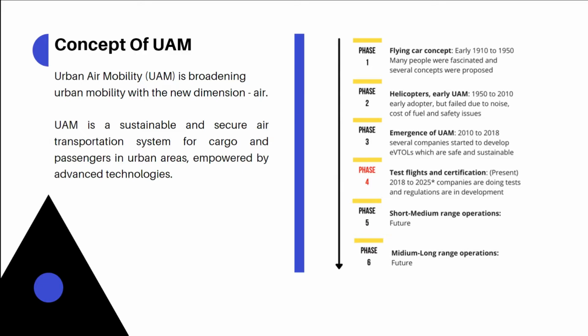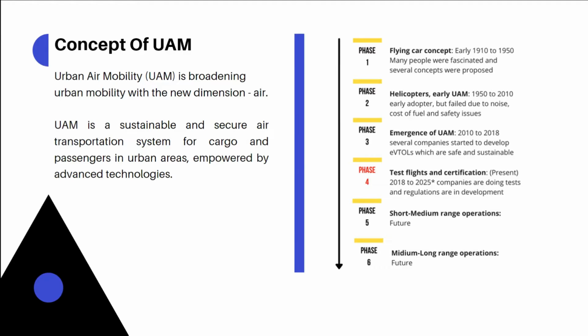Then a new kind of species emerged, which are the eVTOLs. The emergence of UAM came into the picture in 2010, and from 2000 until 2018, people started to develop their prototypes. They started to speak in the market, and the market suddenly took interest again. Right now we are in phase 4, where testing and certification is going on, and I'll tell you which are the major companies in the run right now, and what kind of aircraft and configuration they are making. That is for later in the presentation.